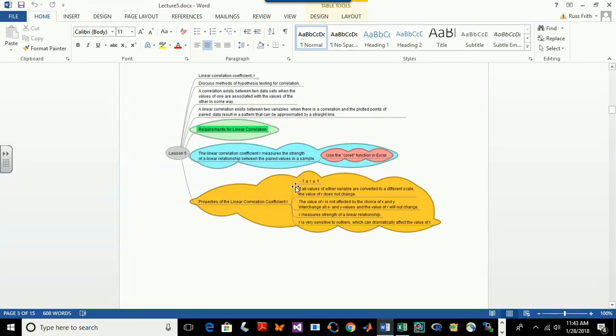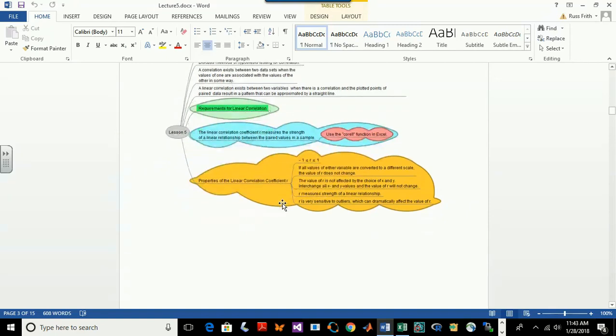Like I said, it ranges between -1 and 1 inclusive. If all values of either variable are converted to a different scale, the value of R does not change. So for instance, if we're measuring the relationship between shoe size and height, and they are initially measured in centimeters, but we then change to inches, the correlation coefficient would not change.